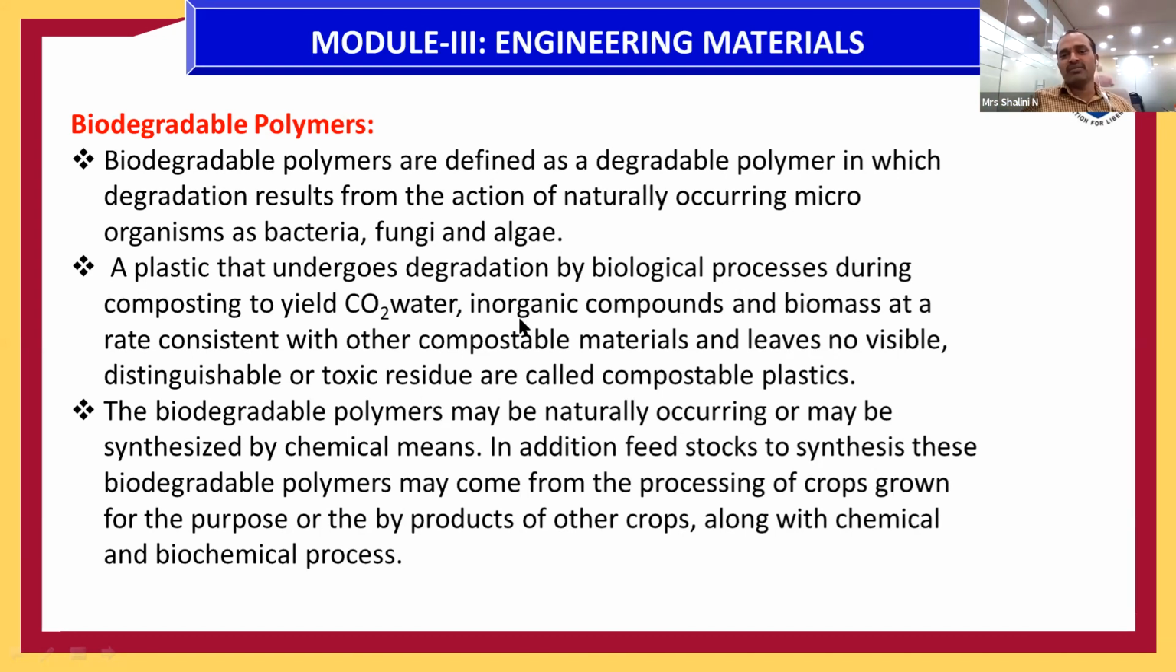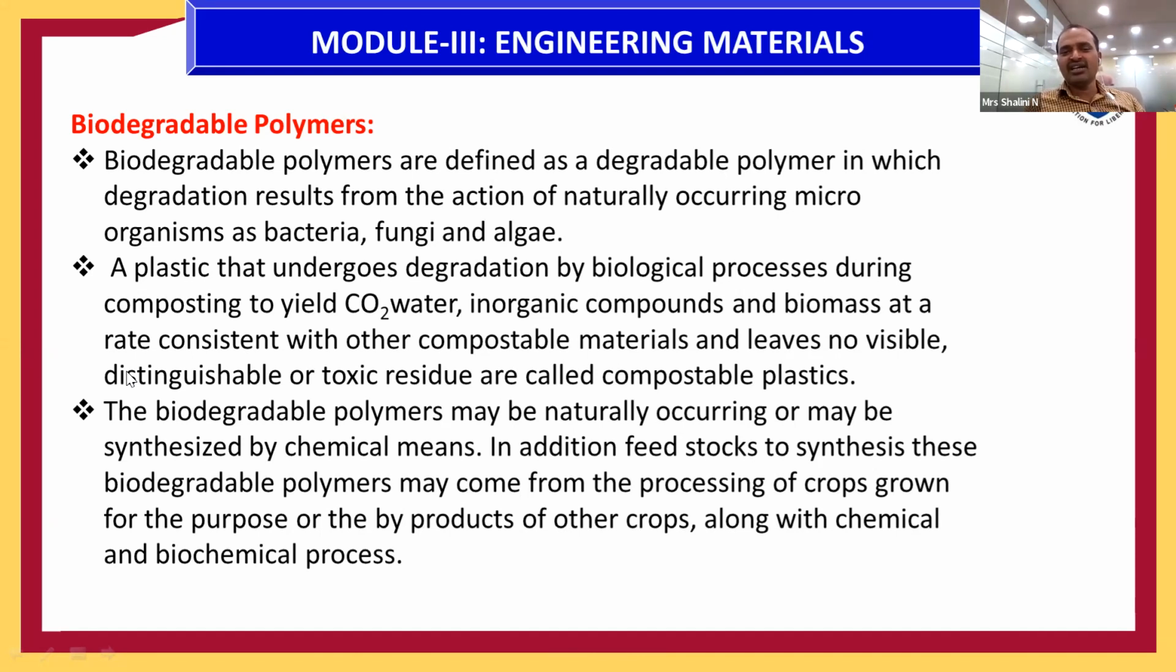So these biodegradable polymers are mainly classified into two types. One is the naturally occurring biodegradable polymers. Number two, synthetic biodegradable polymers. A plastic that undergoes degradation by biological process during composting to yield carbon dioxide and water, inorganic compounds and biomass at a rate consistent with other compostable materials, and leaves no visible, distinguishable or toxic residue is called compostable plastics.